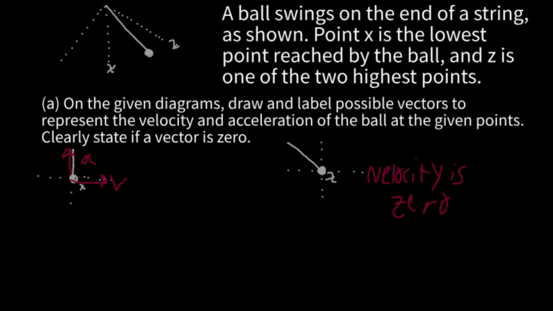And then because the velocity is 0, and we know that our centripetal acceleration is v squared over r, v is 0, so there's no centripetal acceleration. But the ball still swings back down after it reaches point Z, so there is still an acceleration. But that acceleration is straight down on the y-axis.